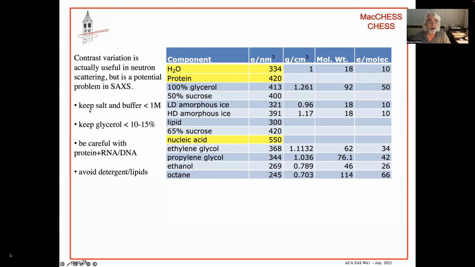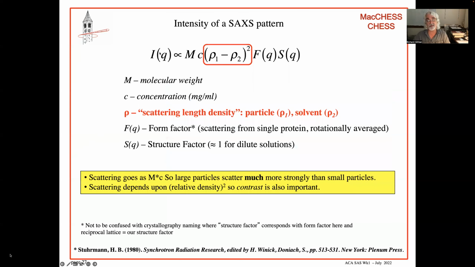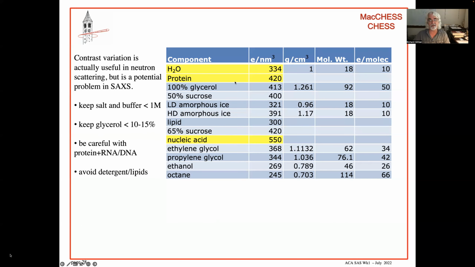And so you want to keep your salt and buffer less than 1M, work with minimal concentrations if you can. Glycerol can be a good thing to protect against radiation damage, but keep it low and be careful when you have mixtures of things, DNA and RNA and detergents. Those are special cases I'm sure someone will tell you all about later. Okay, that's the story with contrast, right? This term right here. All right.